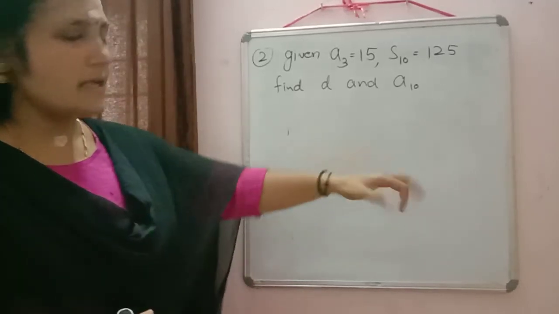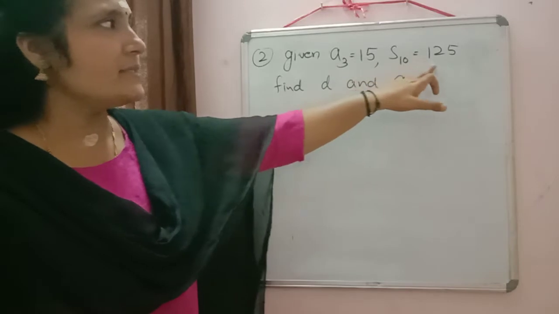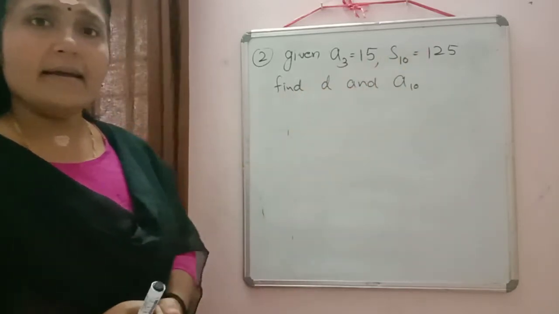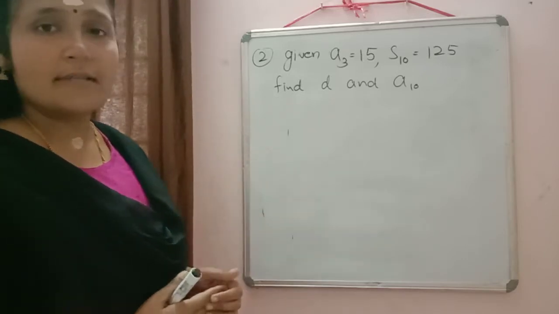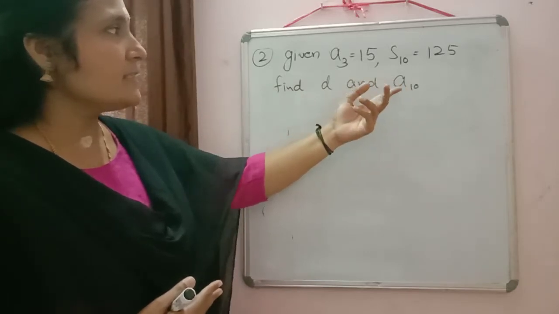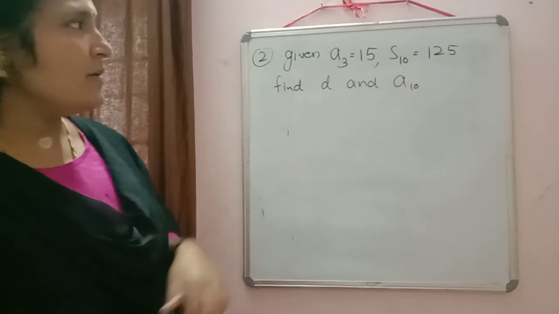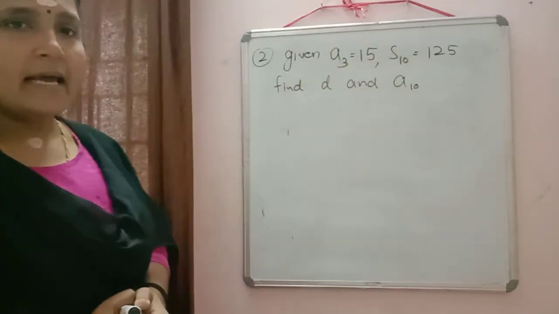In the next question, it was given A3 is equal to 15, S10 is equal to 125. We have to find D and A10. Now here the first term is not given. To calculate everything, we want the first term and common difference. A10 means A plus 9D. So we'll check whether from these two pieces of information we will get the value of A and D.